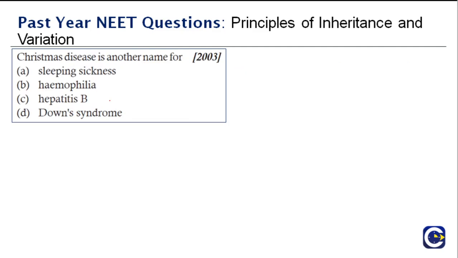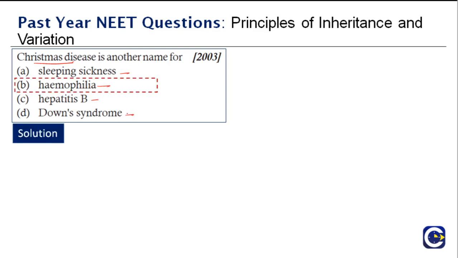Christmas disease is another name for, this is a direct question. Christmas disease, it's a funny name. It is another name for sleeping sickness, hemophilia, hepatitis B or Down syndrome. The right answer here is B, hemophilia.